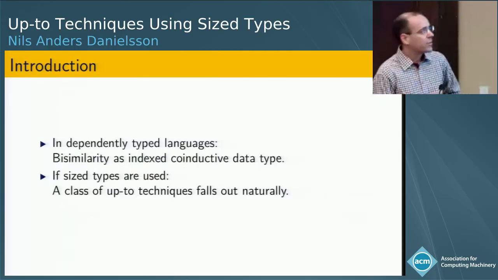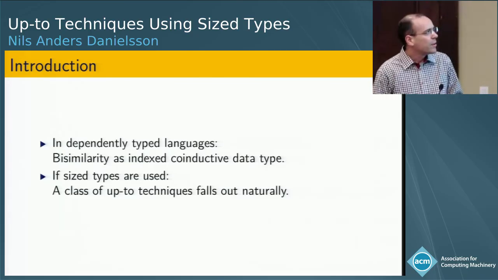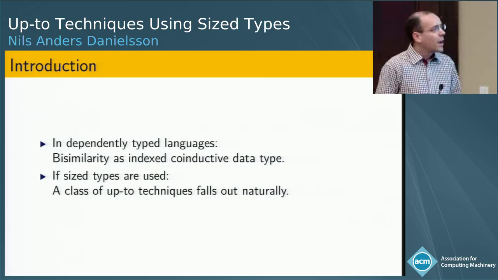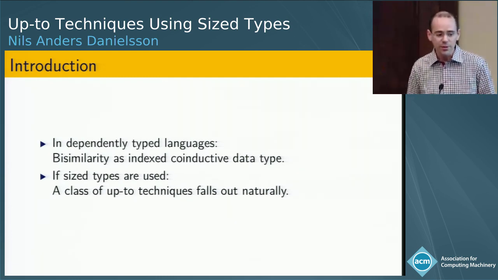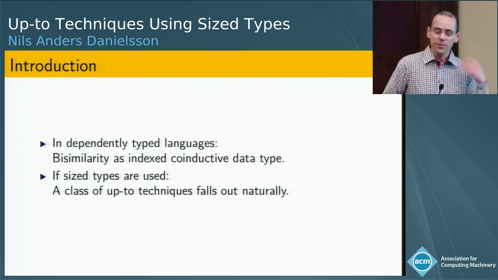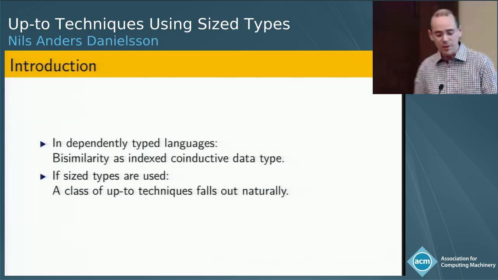Now, I'm interested in dependently typed programming, and in a dependently typed language like Agda, for instance, it's quite natural to define bisimilarity as an indexed co-inductive data type, so a data type with infinite values, in this case infinite proofs of bisimilarity. It can be a bit awkward to work with these co-inductive data types, but if you use size types, then it can be easier. And if you use size types, then it turns out that the class of up-to techniques falls out naturally, and that's what I'm going to try to explain. So I'm going to start by explaining what size types are and how they help you, and then talk about an example that is intended to show you what I mean by this.